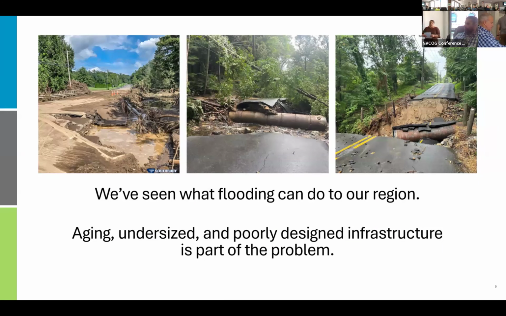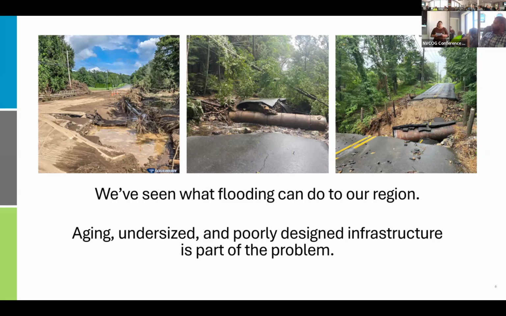Okay, so this training aims to address one of the most frequent and destructive natural hazards our region faces, which is flooding. In addition to flash floods and hurricanes like Isaias, I'm never going to say that right, or Ida, which many of our communities were impacted by.